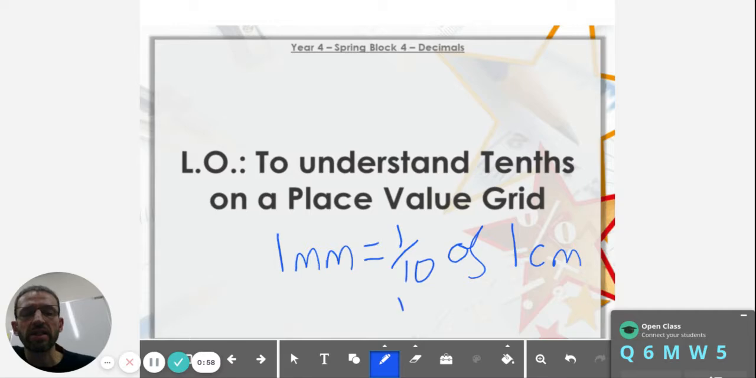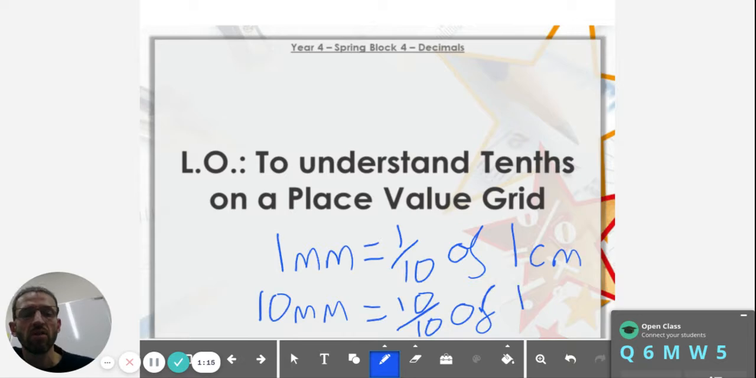Because we know that 10 tenths makes a whole one. And if we have 10 millimetres, 10 tenths of a centimetre, it's a whole centimetre.